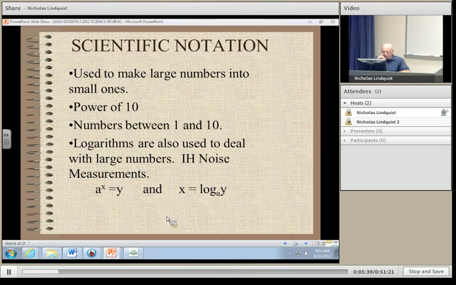Another type of scientific notation that's commonly used in industrial hygiene is logarithms.